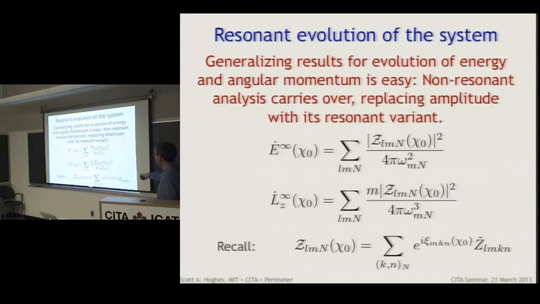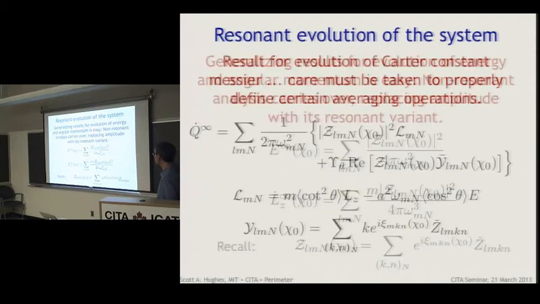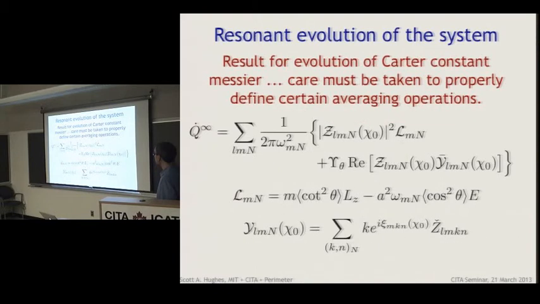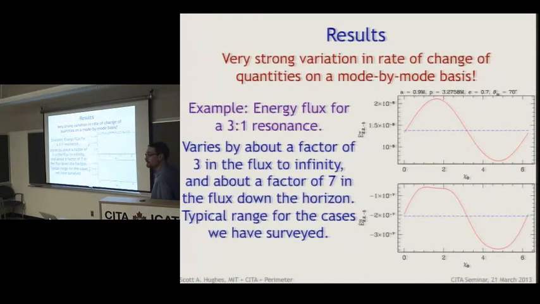I can then take this and generalize my formulas for how the energy and the angular momentum evolve. With a little bit of work, you can do the same thing for the rate of change of the Carter constant. Don't worry about the details here. The key thing is that it's completely understood at this point. So, yes?